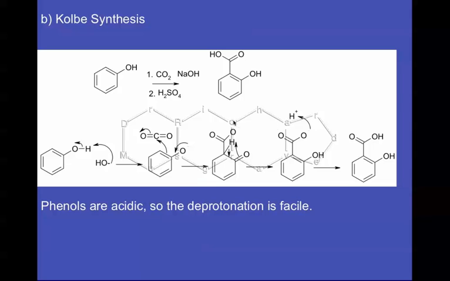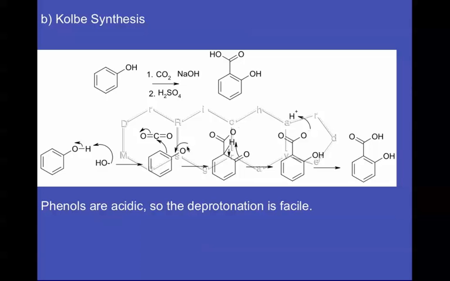In the Kolbe synthesis, this is a way that we can make salicylic acid, which is a precursor to aspirin. And the way this is made is that the phenol is deprotonated using some kind of base. We've got sodium hydroxide here. And then we can react it with carbon dioxide. That's usually in the form of dry ice. That's just solid carbon dioxide. Just throw that straight into the reaction as a solid. And it will react with the anion from the phenol.